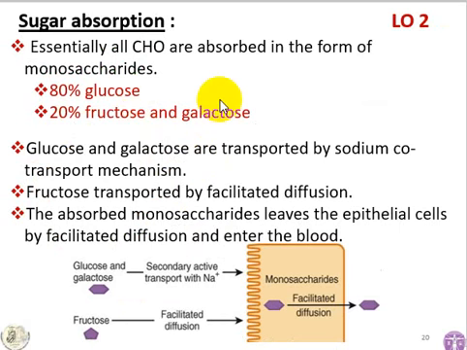All carbohydrates are absorbed in the form of monosaccharide. These monosaccharides are 80% glucose and 20% fructose and galactose. The absorption of glucose and galactose is by the sodium co-transport mechanism, while fructose is absorbed by facilitated diffusion. These absorbed monosaccharides leave the epithelial cells by facilitated diffusion and enter the bloodstream.